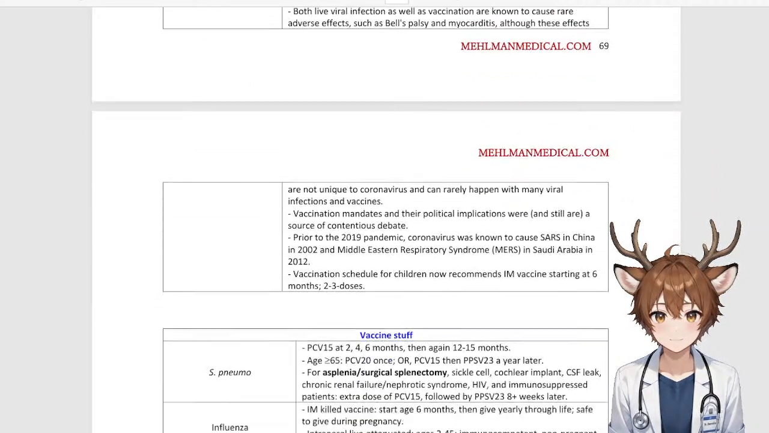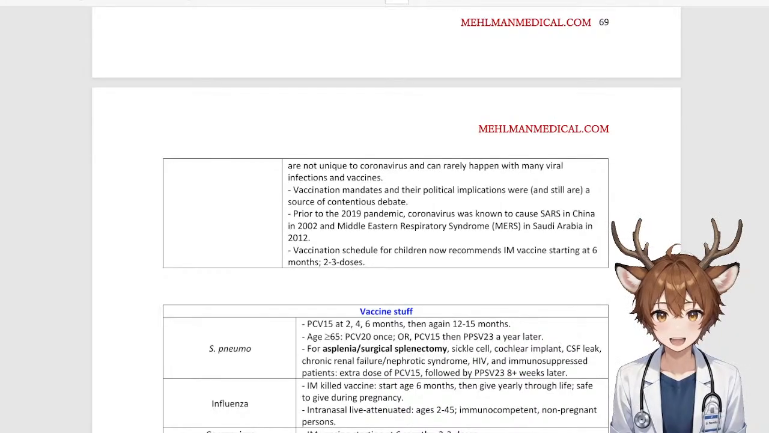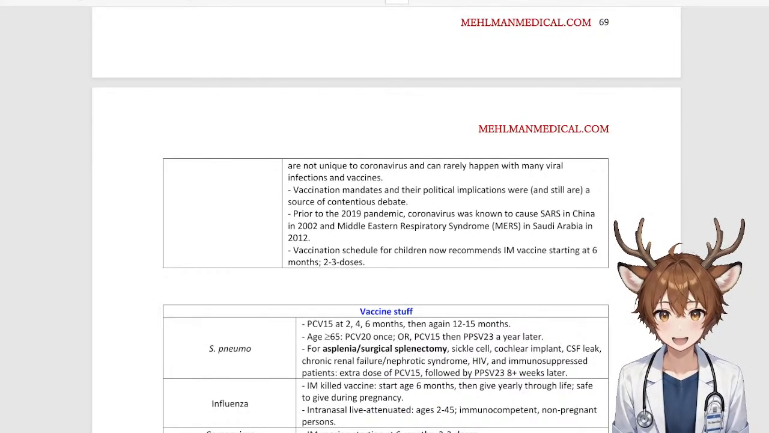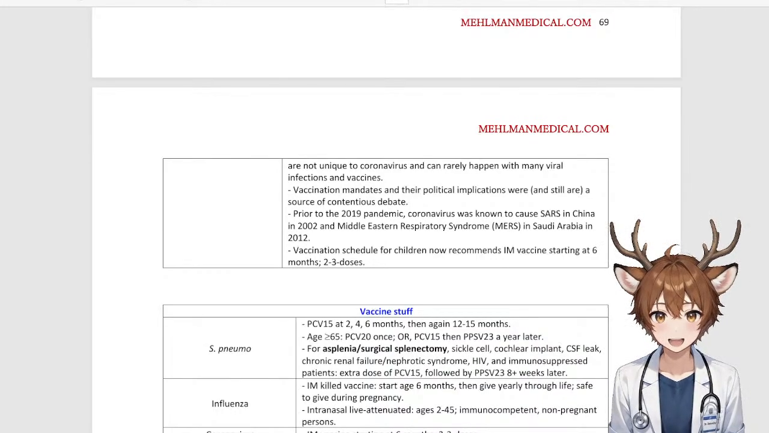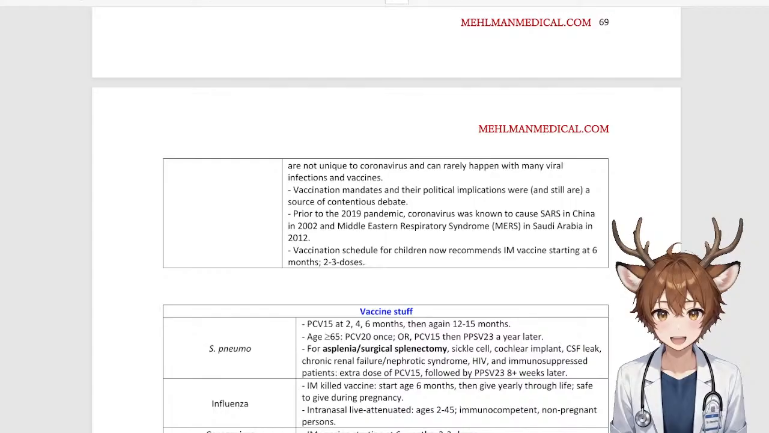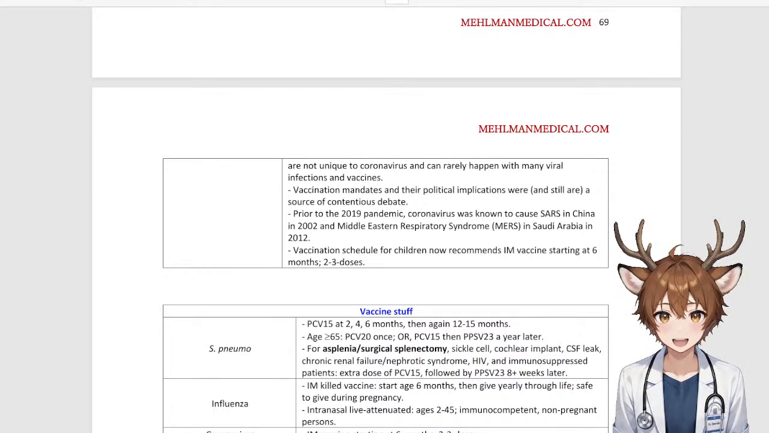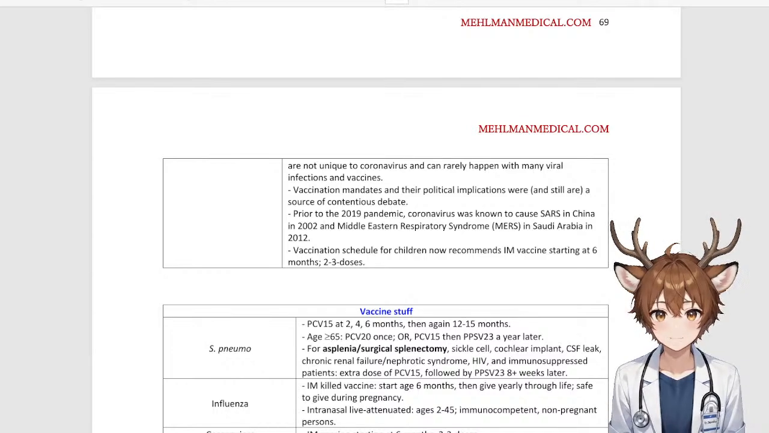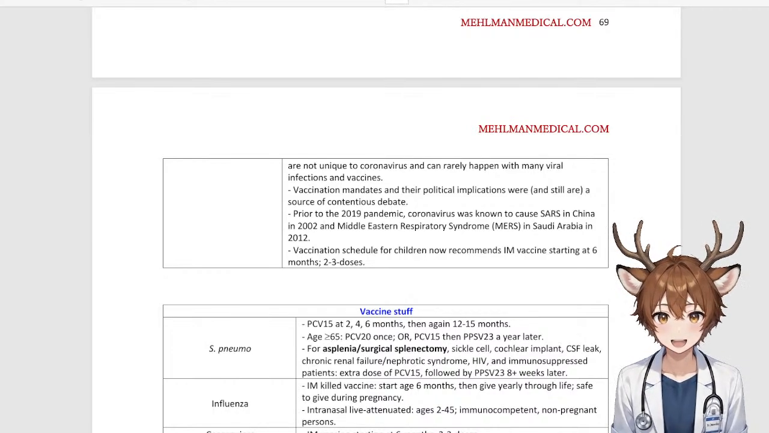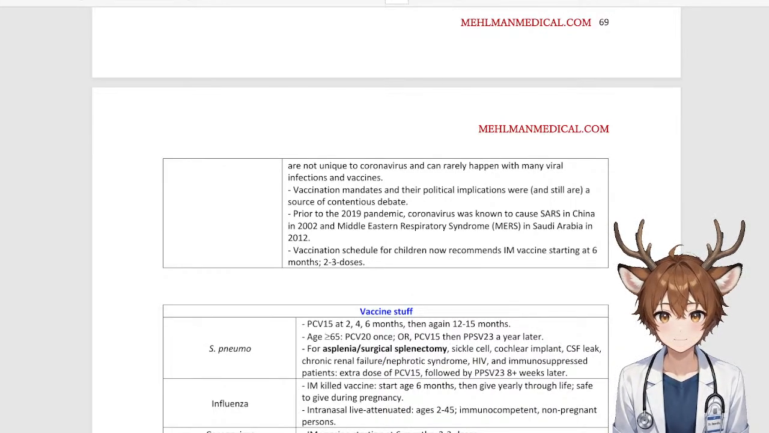Although these effects are not unique to coronavirus, and they can rarely happen with many viral infections and vaccines. Vaccination and mandates and their political implications were, and still are, a source of contentious debate. Prior to the 2019 pandemic, coronavirus was known to cause SARS in China in 2002, and Middle Eastern respiratory syndrome, MERS, in Saudi Arabia in 2012. Vaccination schedule for children now recommends intramuscular vaccine starting at 6 months, 2 to 3 doses.